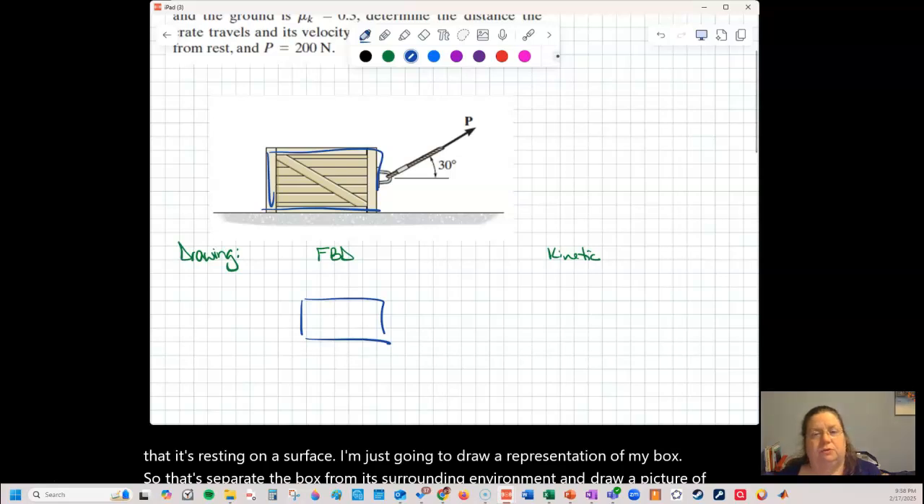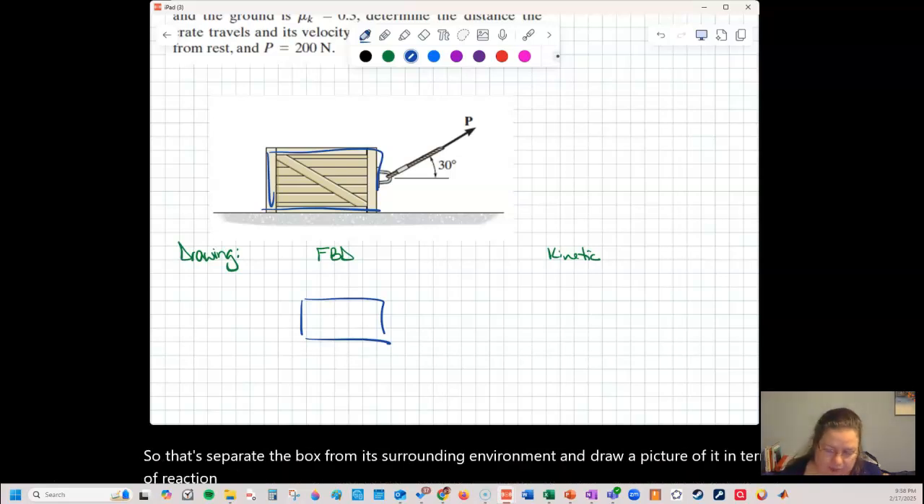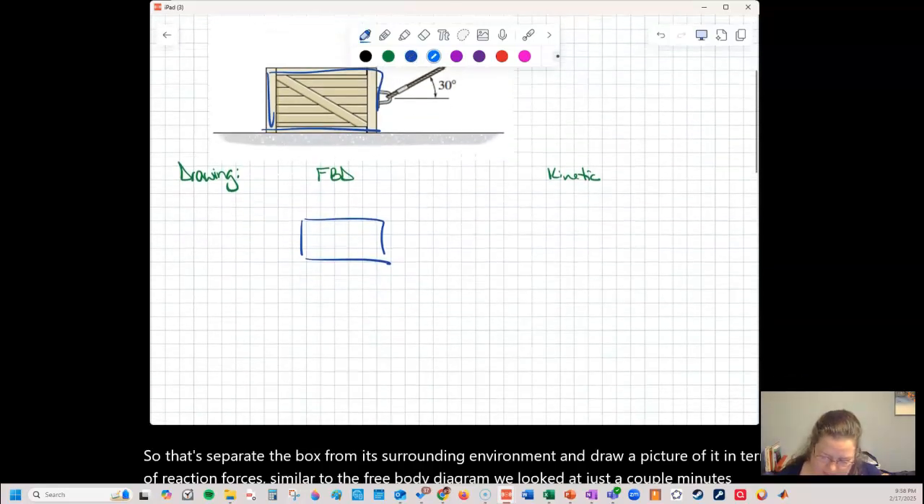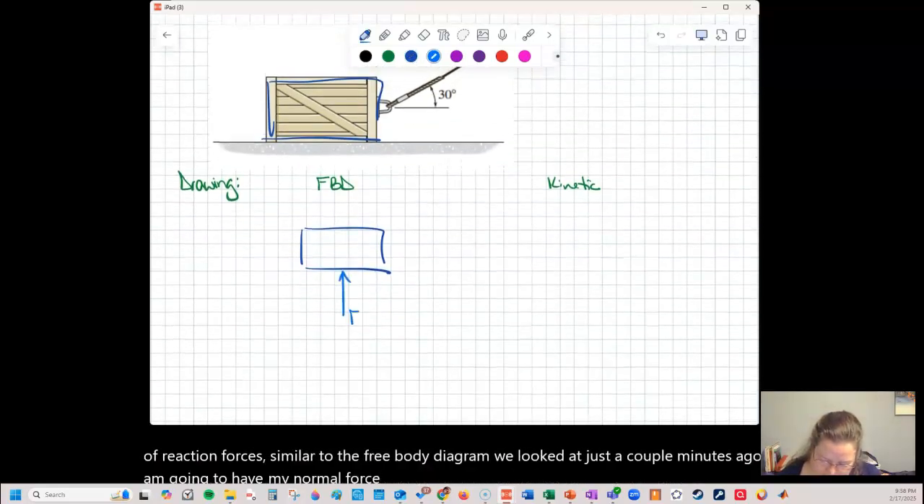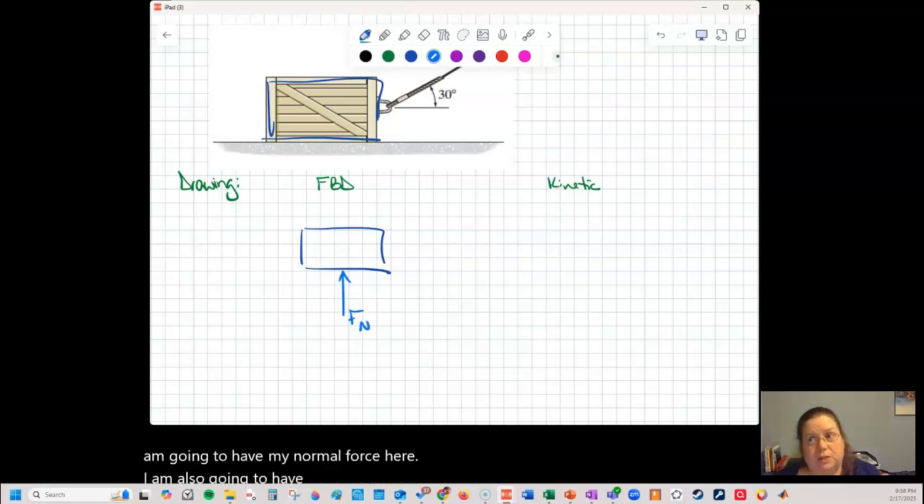In terms of reaction forces, similar to the free body diagram we looked at just a couple minutes ago, I am going to have my normal force here. I am also going to have a friction force. That friction force is going to resist it trying to move to the right.